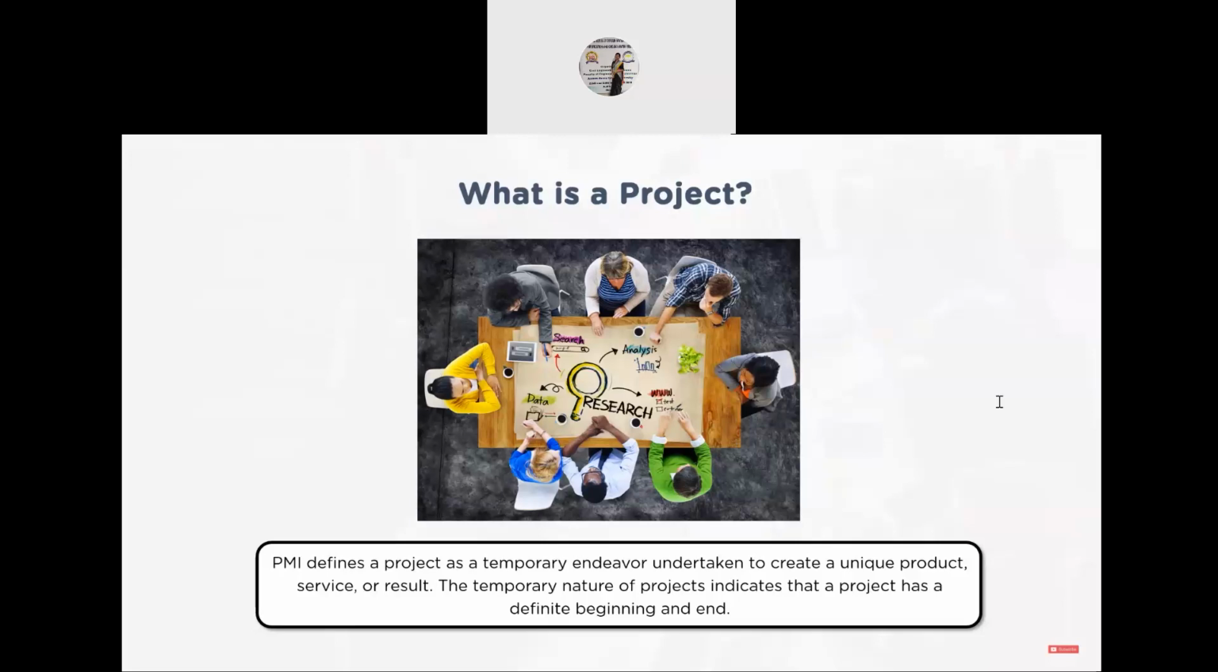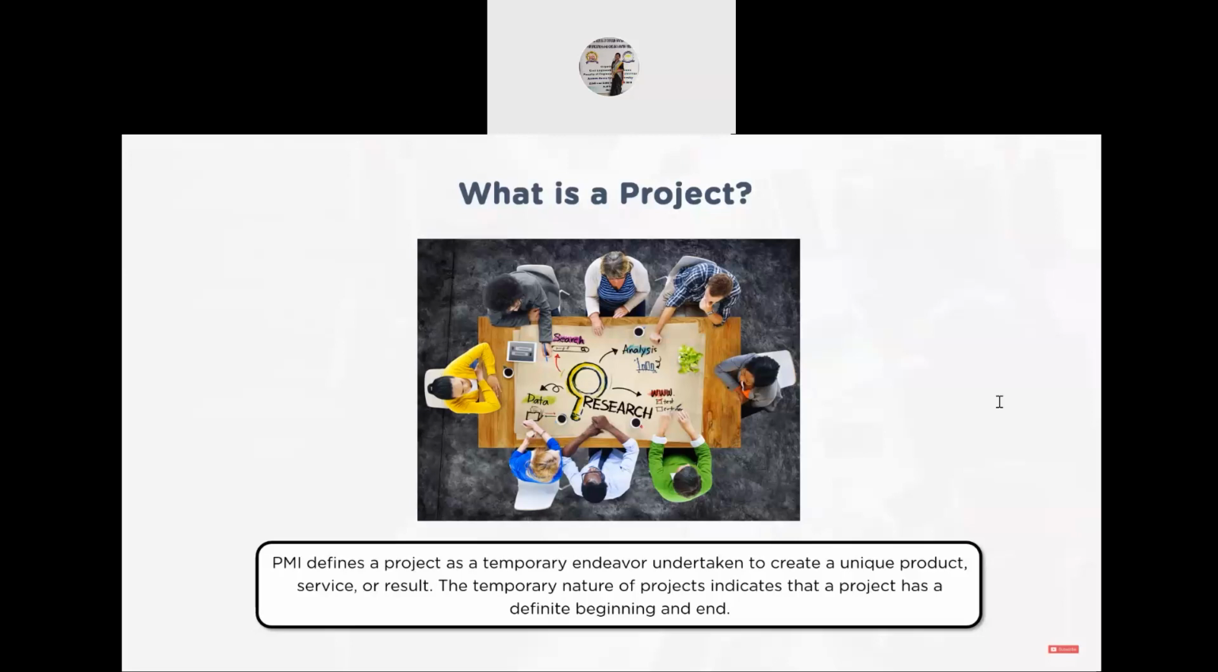Similarly, results can be an improvement of something, an improvement in customer satisfaction, or an increase in some specific objectives, where specific results need to be achieved from a performance perspective. So the output of every project will be a unique product, service, or result. This we need to clearly understand.